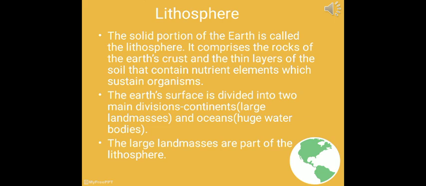The earth's surface is divided into two main divisions. One is continents, which are the large land masses, and the other is oceans, which are huge water bodies. All the continents are part of the lithosphere because it is the solid portion where we can live, we can build houses, we can play, etc. So the large land masses are part of the lithosphere.